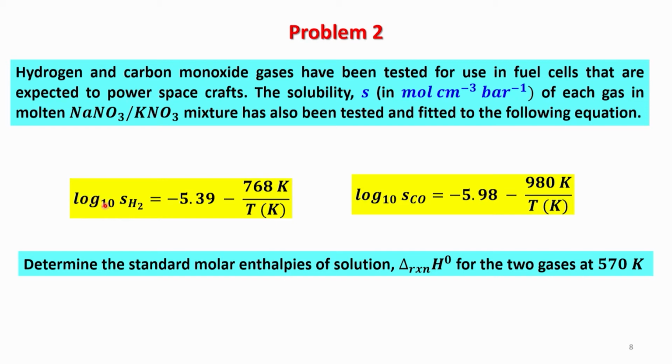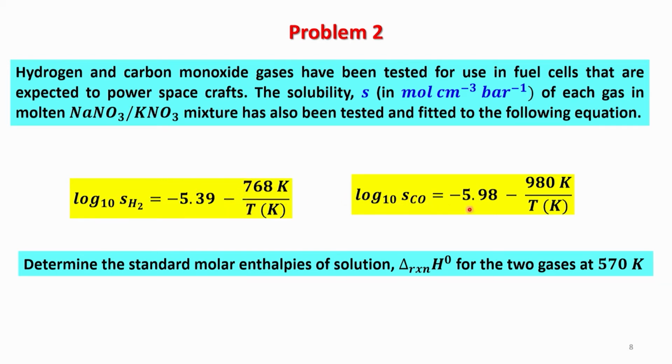the logarithm to the base 10 of the solubility S of hydrogen gas in the molten salt mixture is linear with 1 by T, where the intercept is minus 5.39 and the slope is minus 768 Kelvin, where temperature is expressed in the units of Kelvin. So, this must be a very nice experimental setup which can handle a large variation of temperature at very high temperatures also, and that gives you a linear fit of the solubility data to 1 by T.